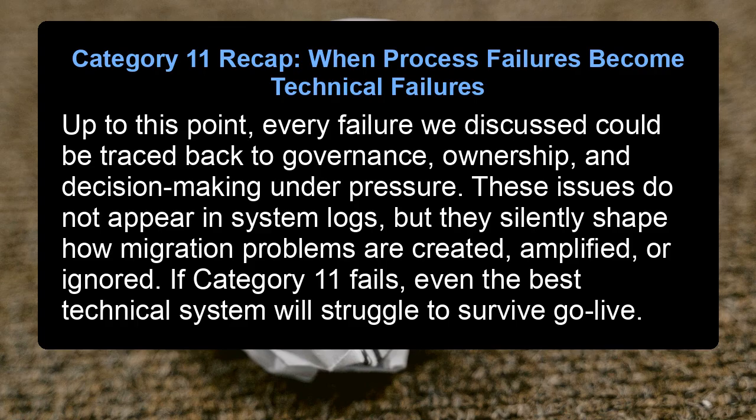Category 11 recap. When process failures become technical failures. Up to this point, every failure we discussed could be traced back to governance, ownership, and decision-making under pressure. These issues do not appear in system logs, but they silently shape how migration problems are created, amplified, or ignored. If Category 11 fails, even the best technical system will struggle to survive go-live.